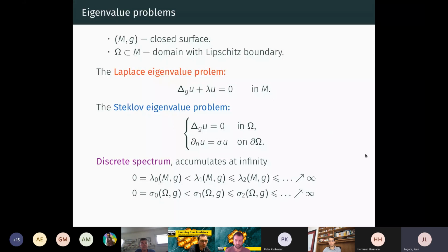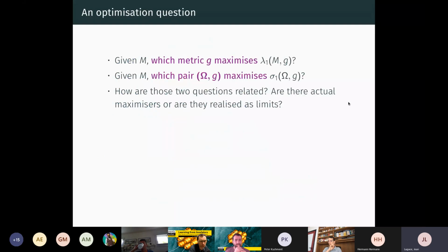There's a sequence of them. They go to infinity. And in both cases, these are the eigenvalues of an elliptic operator. In the first case, the Laplacian, obviously. In the second case, the so-called Dirichlet-to-Neumann map, which takes Dirichlet data on the boundary and maps it to Neumann data associated to the harmonic extension. I will ask the following two types of questions. The first one is, given M, which metric G will maximize the first Laplace eigenvalue lambda 1 on the surface? And given M, which pair omega, G maximizes the first Steklov eigenvalue amongst all domains and all metrics in M?